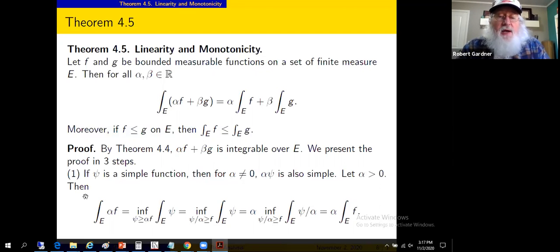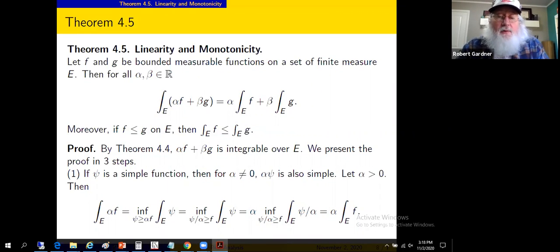If alpha is greater than 0, we're defining these things in terms of infs and sups, so the sign of the coefficient will affect things. The integral over e of alpha f, by definition, would be the inf over psi greater than or equal to that function, alpha f, the integrand. Right? I'm taking simple functions greater than or equal to the integrand, and we're integrating those simple functions. I've got to put set brackets around it to be consistent with what we had before, but it's understood here. We've got a set of values, and these are simple functions, right? Simple functions. So same thing we have by definition.